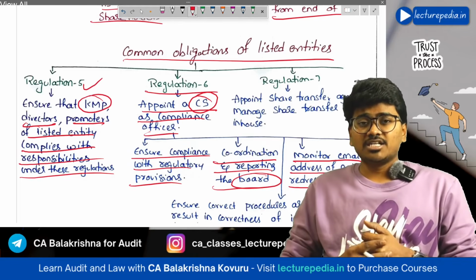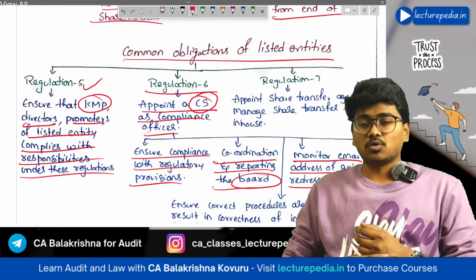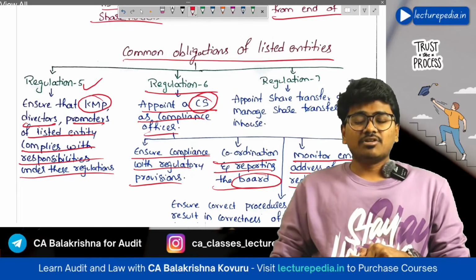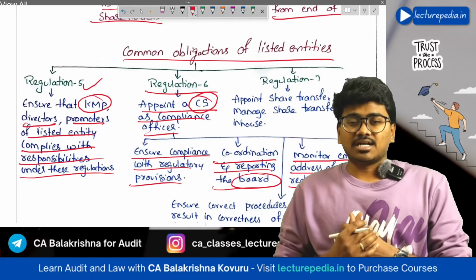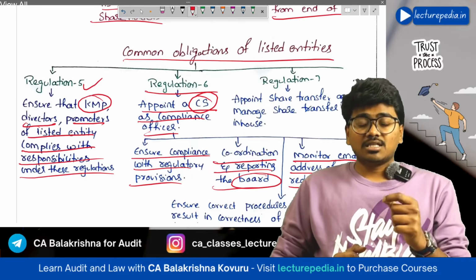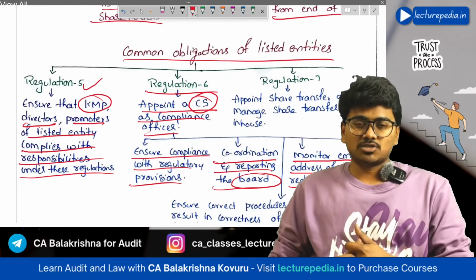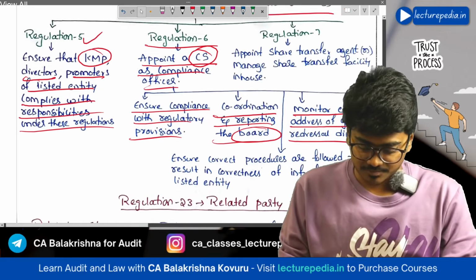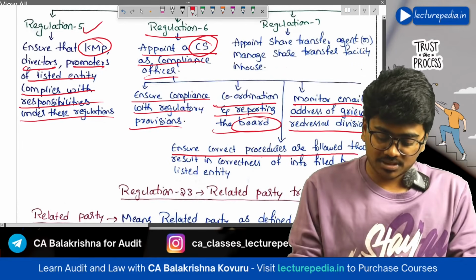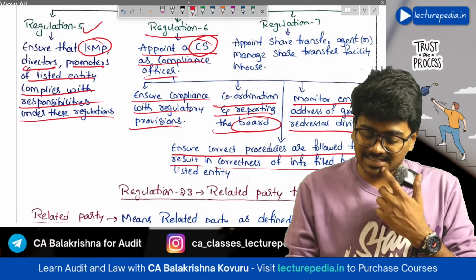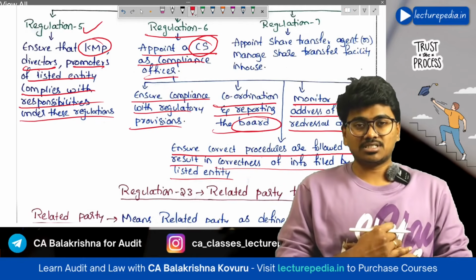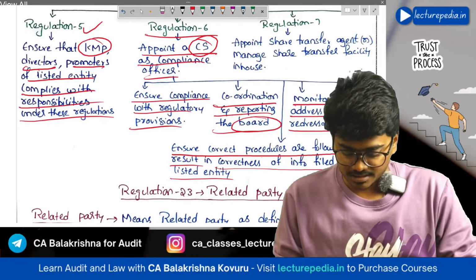Grievances means if any shareholders, investors or stakeholders have queries, problems or issues, they will mail them at the grievance redressal mail ID. This grievance redressal mail ID will be in the custody of the compliance officer. He needs to manage it and he needs to monitor it. Next, ensure correct procedures are followed that result in correctness of information filed by the listed entity. The compliance officer has to ensure that the correct procedures are followed by the listed entity.